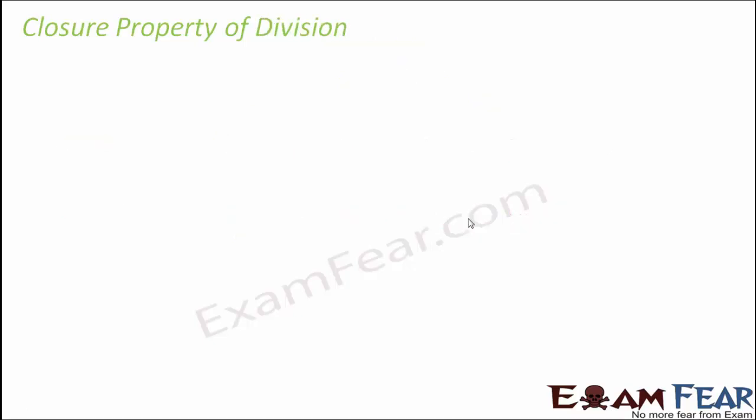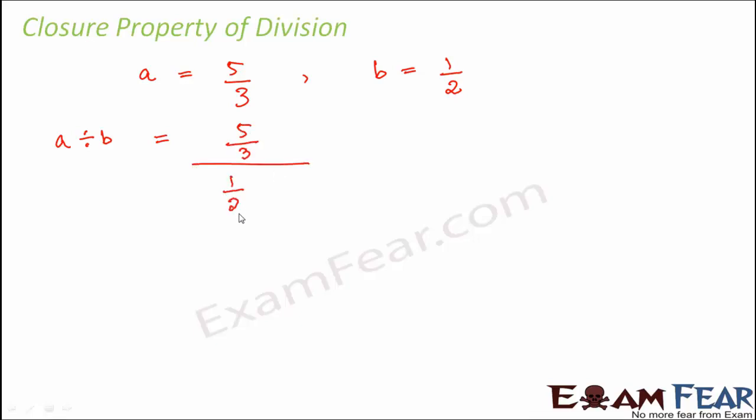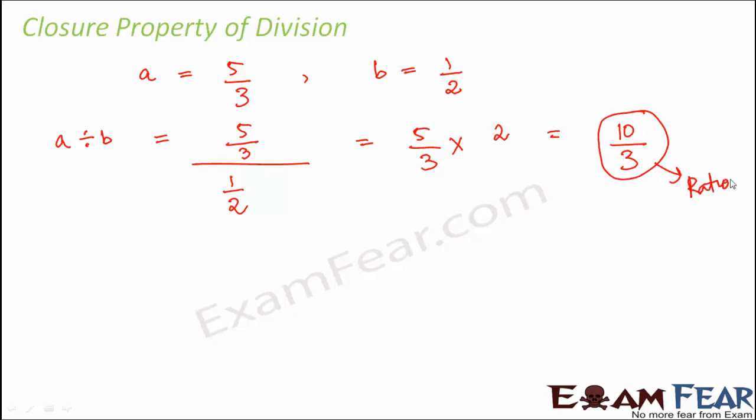Now let us come to the closure property of division, which doesn't hold true for all rational numbers. So let us first take an example where a is equal to 5 by 3 and b is equal to 1 by 2. So now we have to divide a by b. So that would be 5 by 3 divided by 1 by 2. So this will be equal to 5 by 3 into 2, which is equal to 10 by 3. So when you look at 10 by 3, this is in the form of p by q with q not equal to 0. So this is a rational number.